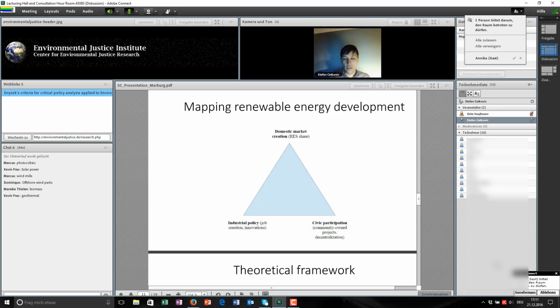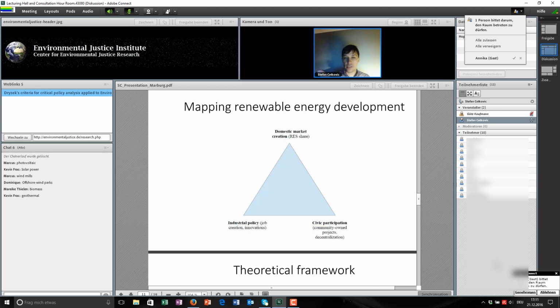As I mentioned previously, renewable energies offer great potential for small decentralized energy production, which is owned by citizens and communities. So we also look at to what extent citizens are involved in renewable energy development in different countries, measured by the number of community-owned projects, decentralized projects, and also projects owned by individual citizens, like households simply putting solar power plants on their roof.